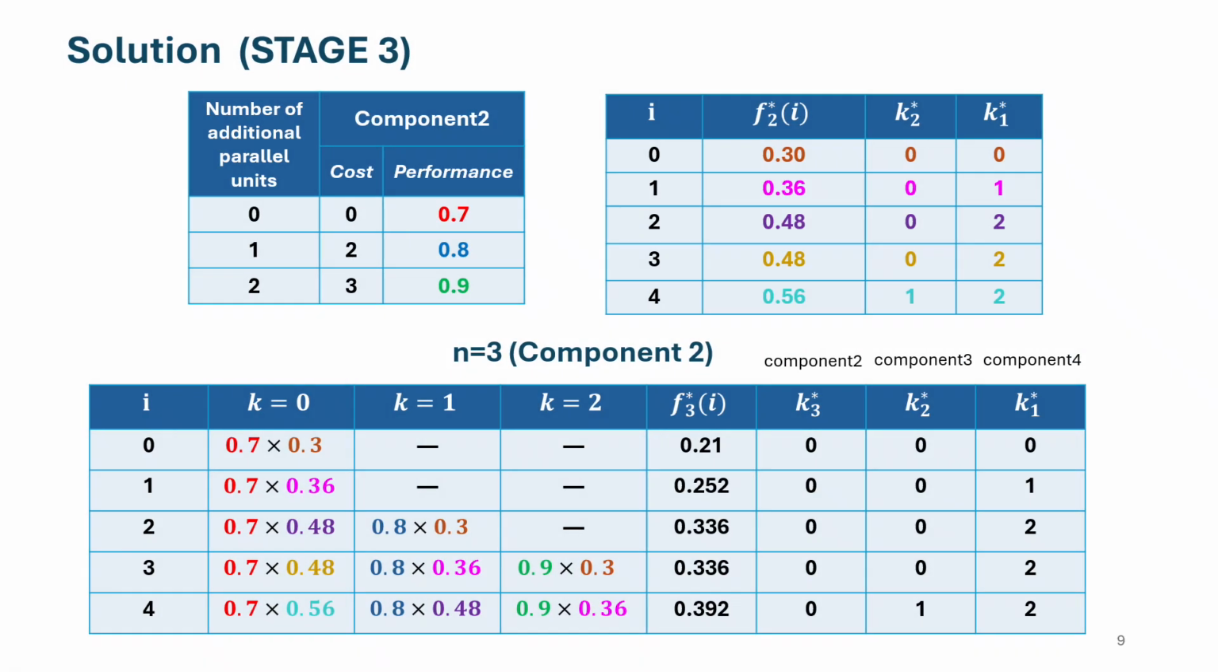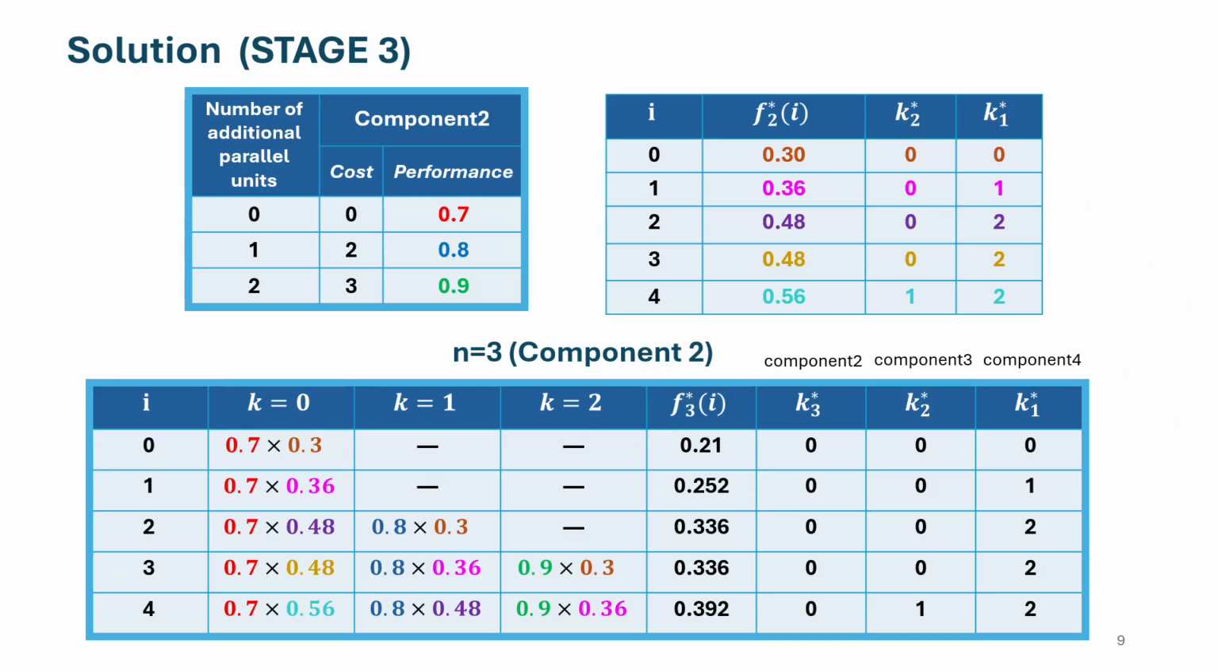In this stage, we finalize the calculations for component 2. Similar to the previous stages, for each decision regarding component 2, the resulting gain is multiplied by the corresponding optimal value from the previous stage's table. Finally, the values in each row are compared, and the best choice is selected. For component 2, if no additional units are added, the probability of performance is 0.7. If 1 unit is added, the probability of performance in all situations is 0.8. And if 2 additional units of component 2 are added, the probability of performance will be 0.9.